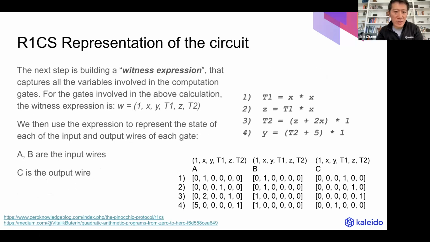So now let's do the R1CS representation. The idea is we want to build what's called a witness expression, basically capturing all the states, all the steps and variables involved in all the calculations. If we put all the variables involved in these 4 steps together, just line them up, we have these. First of all, we always have number 1 as the beginning. The second variable we encounter is X, and we usually put the final output as the next one, which is Y. And the intermediate variables we put next, and that's T1 and Z and T2. With these 6 variables or constants, we capture all the variables involved in the calculation.